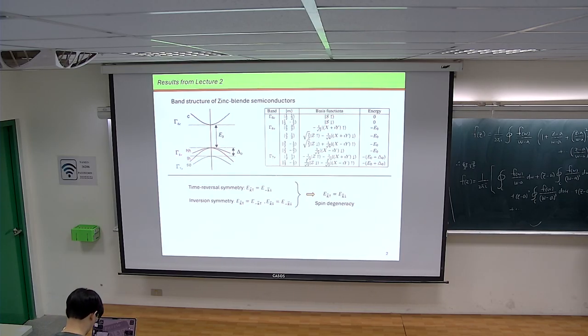And we were looking at the ways of breaking the spin degeneracy. If we want to use a spin, we have to distinguish them. So we need to break spin degeneracy. According to time reversal symmetry, you will have this relation for the energies.